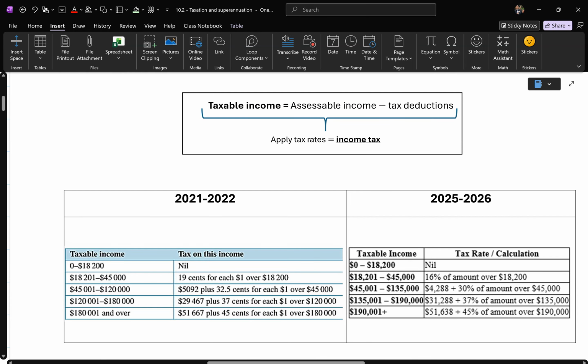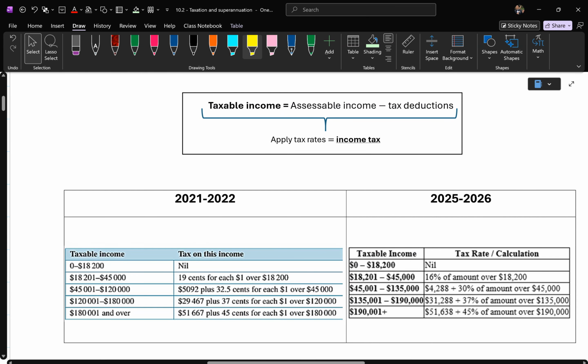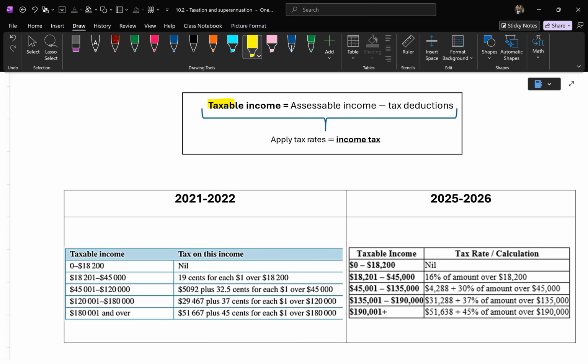Taxable income. When you see the word taxable income, this is the income that they will calculate this table on. Okay, so you see this table here?